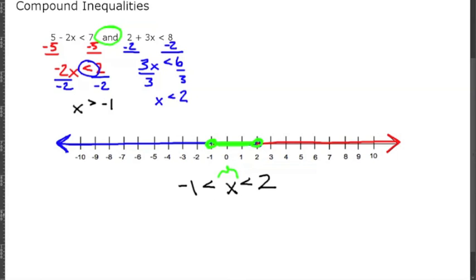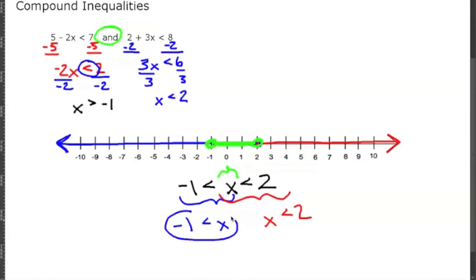If you were to look at this separately, for the left side, you would have that -1 is less than x, and for this side, you would have that x is less than 2. We can simply rewrite this left side to be x is greater than -1, because when we flip the sides, we flip the inequality. And you can see that this is the same thing that we had up there, and this is the same thing that we had up there.